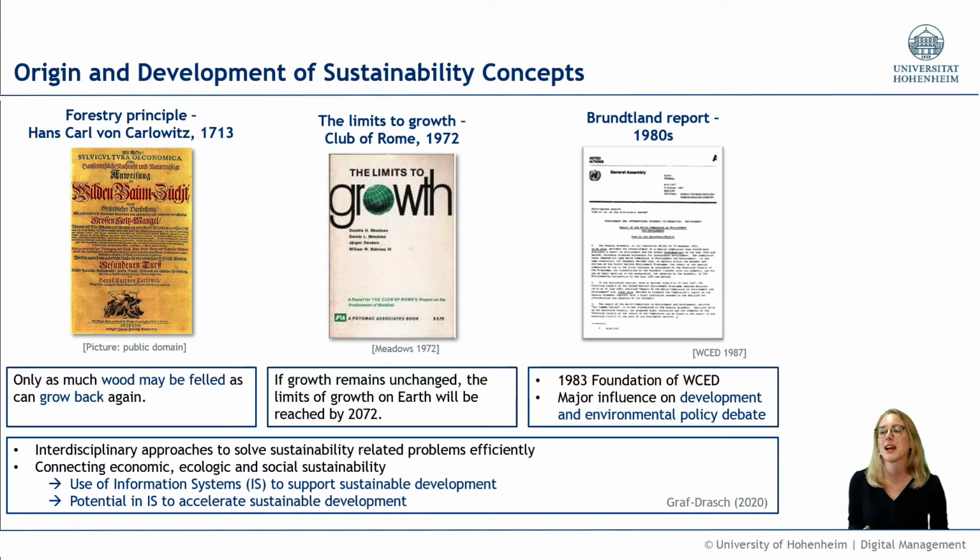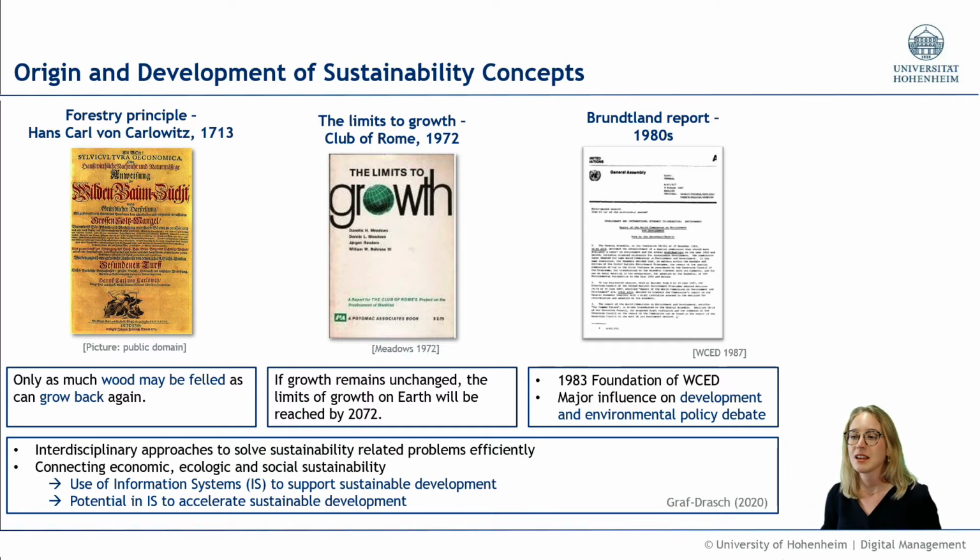After a leap in time, an exciting and, I personally think, important report, The Limits to Growth, was written in the 1970s. This report states that if growth remains unchanged, the limits of growth on Earth will be reached by 2072, so quite early, which would lead to a sudden and uncontrollable decline in both population and industrial capacity.